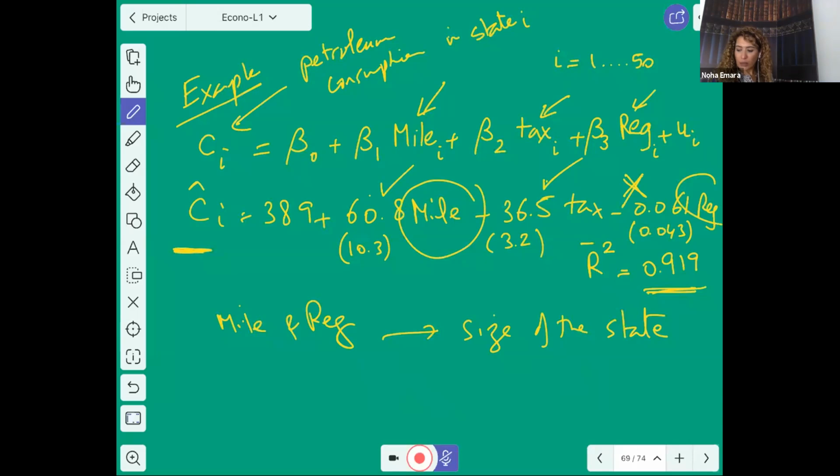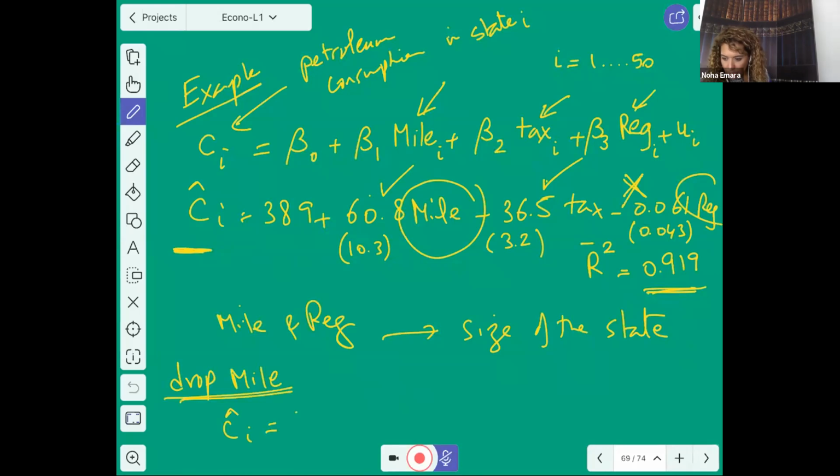However, in this model, it's not directly related to a certain theory telling us you have to keep mile and registration both in the model. So you're flexible to drop one of them. If you drop, let's say, mile from the model, and you do the regression again, you would get results as follows. And again, this is based on an actual data set. It's not made up numbers.